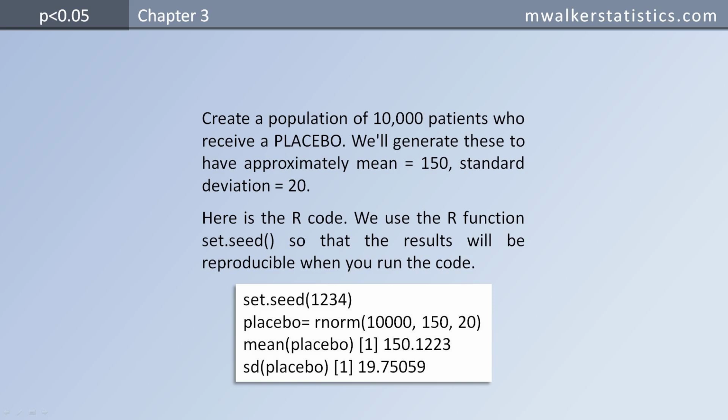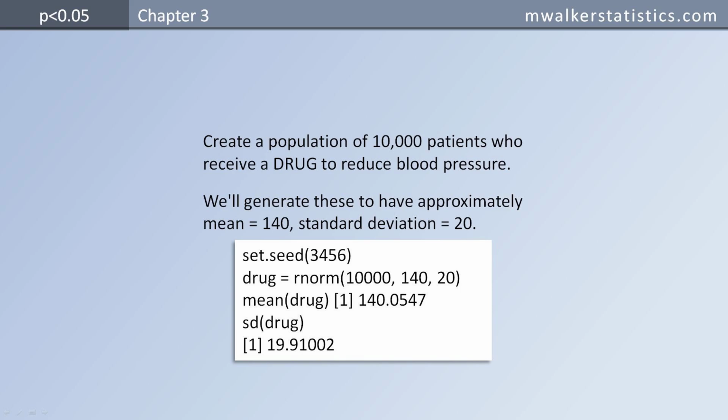Create a population of 10,000 patients who receive a placebo. We'll generate these to have approximately mean equals 150, standard deviation equals 20. Here is the R code. We use the R function, set.seed, so that the results will be reproducible when you run the code. Create a population of 10,000 patients who receive a drug to reduce blood pressure. We'll generate these to have approximately mean equals 140, standard deviation equals 20.